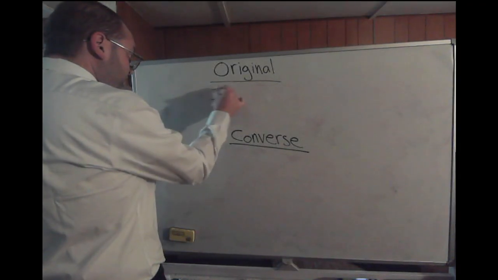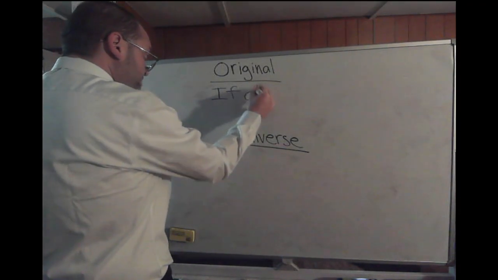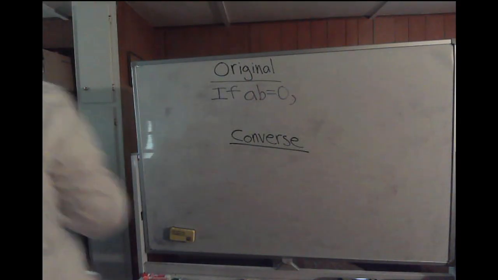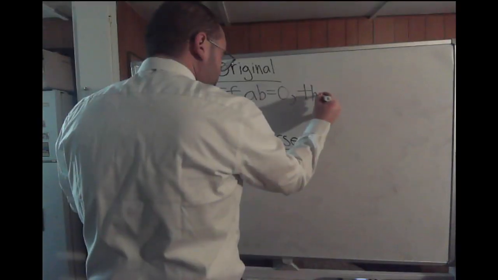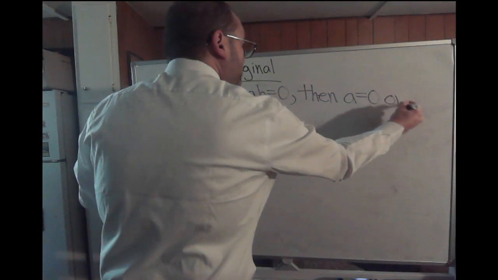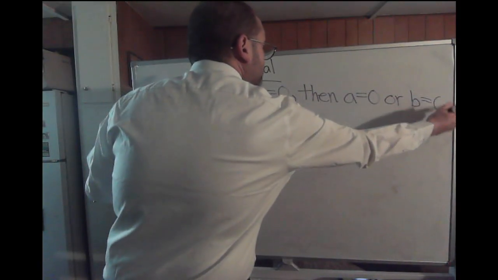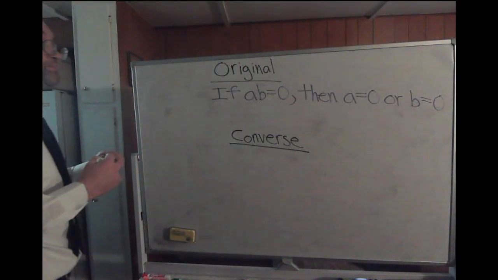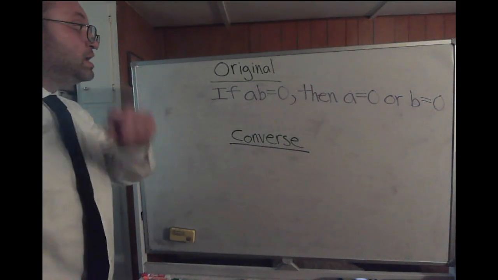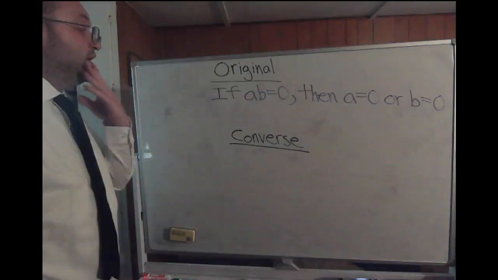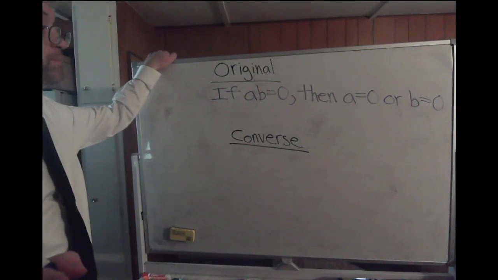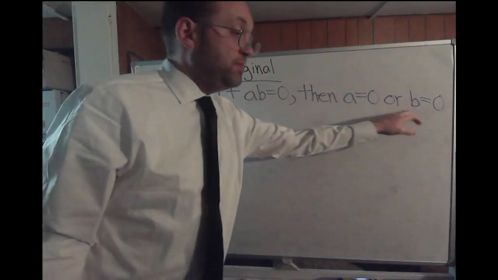Let's see, if AB equals 0, then A equals 0 or B equals 0. Alright, bit of a tricky one. This is a bit of a tricky one here. So, if AB equals 0, then A equals 0 or B equals 0.